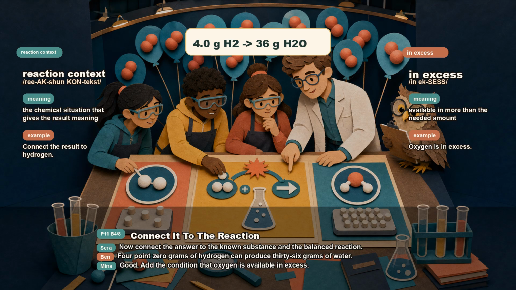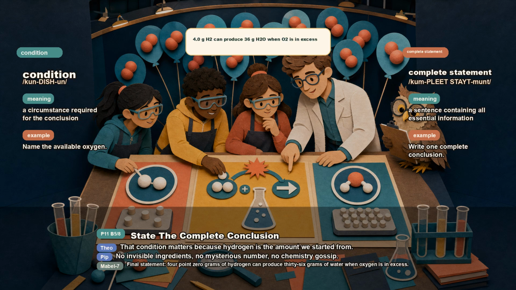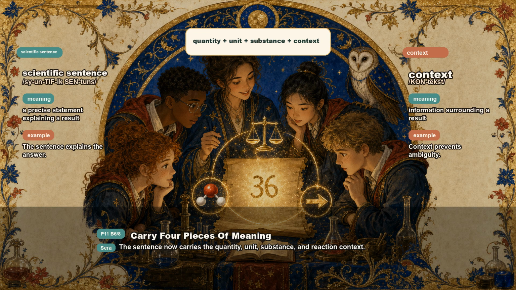Now connect the answer to the known substance and the balanced reaction. 4.0 grams of hydrogen can produce 36 grams of water. Good. Add the condition that oxygen is available in excess. That condition matters because hydrogen is the amount we started from. No invisible ingredients, no mysterious number, no chemistry gossip. Final statement: 4.0 grams of hydrogen can produce 36 grams of water when oxygen is in excess.